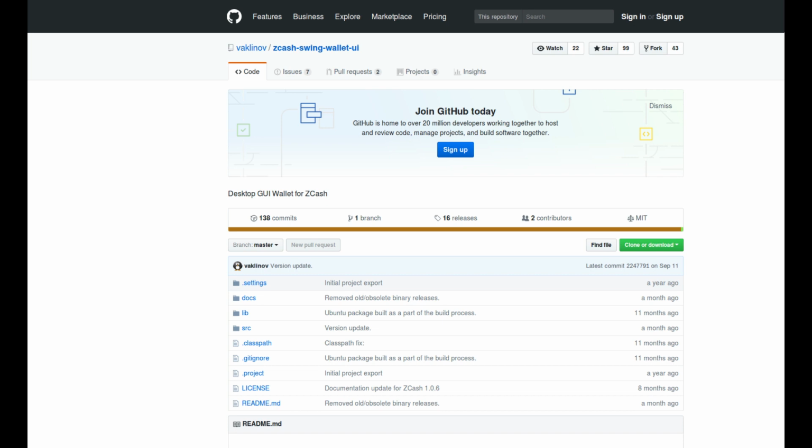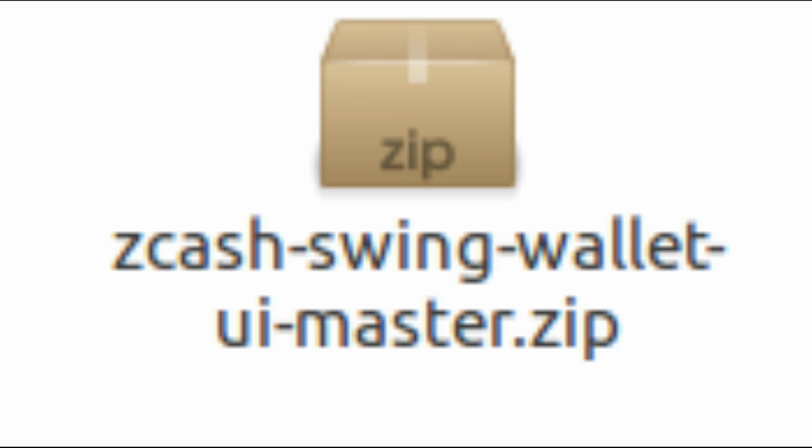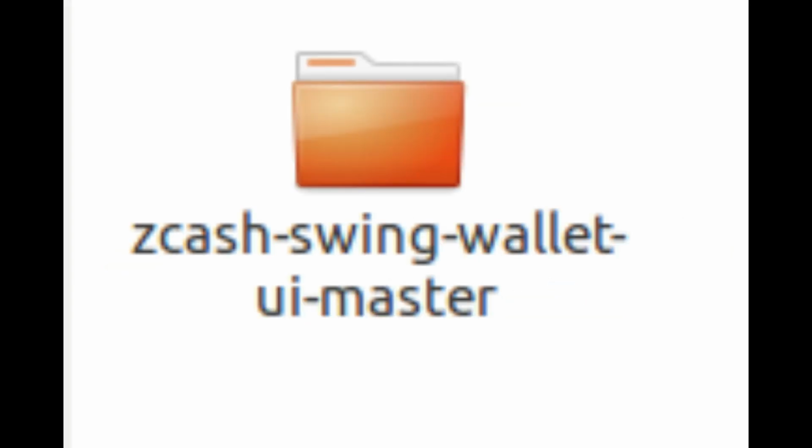I'm just going to show you how to do this with pictures here. Once you get to the GitHub page of the Zcash Swing wallet, you click on the green rectangle on the right side where it says clone or download. You download the zip file. What the zip file will look like is it'll say zcash-swing-wallet-ui-master.zip. When you open up the zip file with Archive Manager and extract it, it just extracts a folder by the same name.